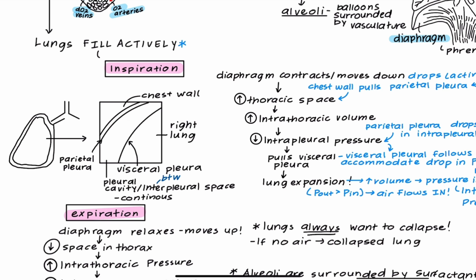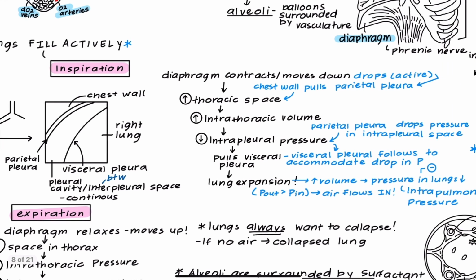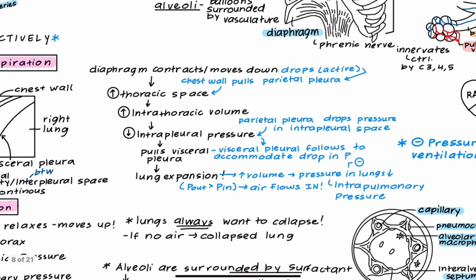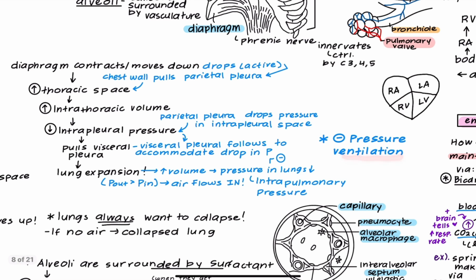And when the volume increases, pressure inside the lungs decreases because remember, pressure and volume are inversely related. So air from the outside, where pressure is higher, flows into the lungs naturally. This is called negative pressure ventilation. Air flows in not because you suck it in, but because the lungs create a space for it.